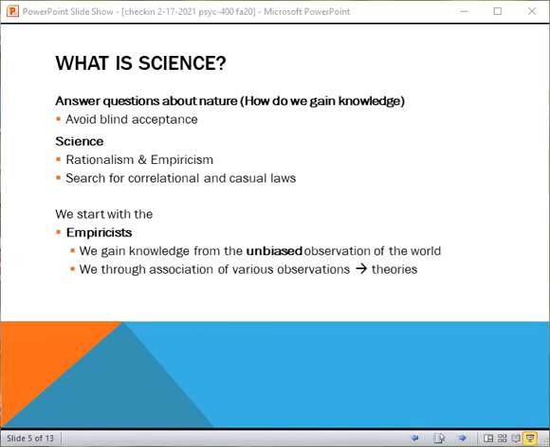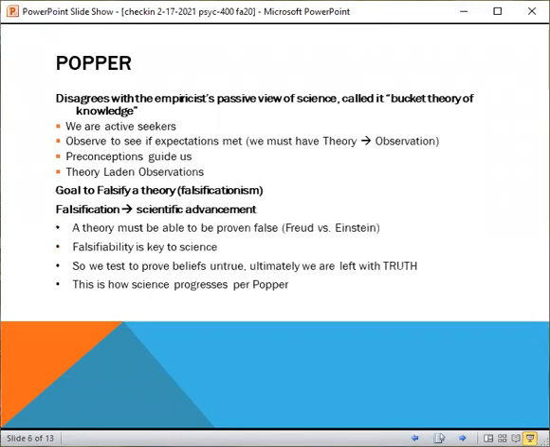And they believe by doing that and by associating those observations in your mind, you can come up with theories, sort of sets of rules and principles to explain what you've seen. Now, that takes us to where things were as Popper, a relatively recent individual, started talking about and thinking about science from his perspective. So Karl Popper disagreed with the empiricists.